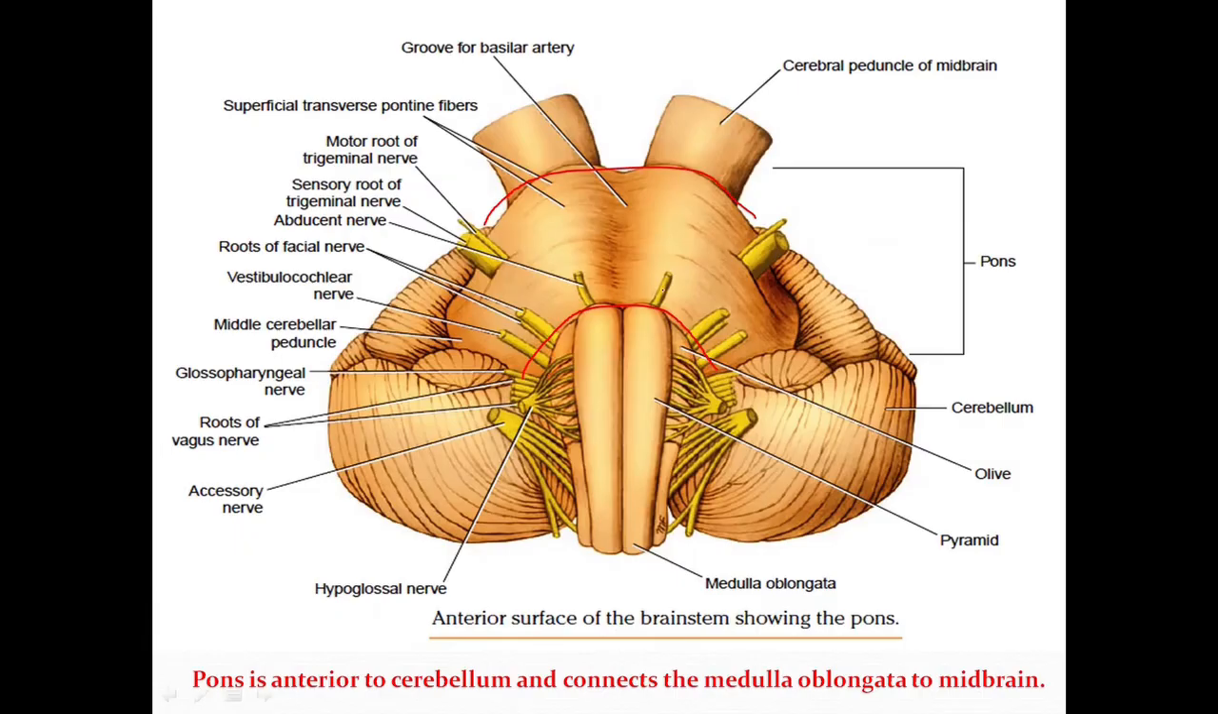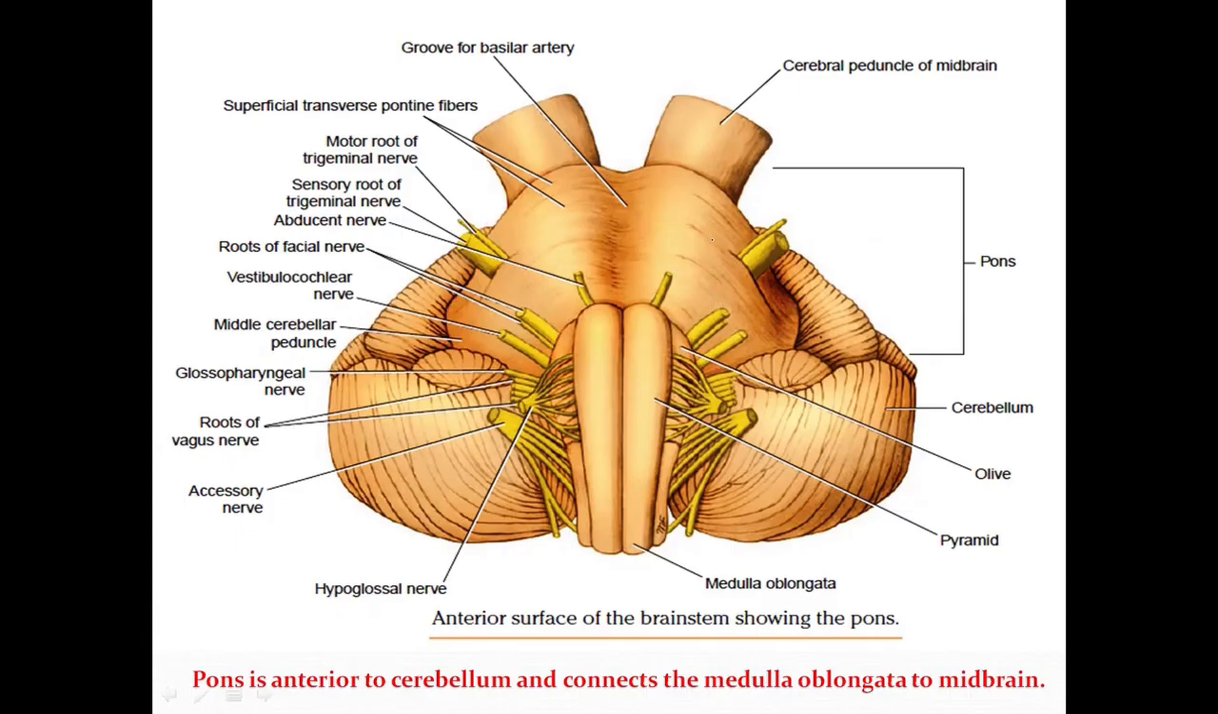I can call this the pontomedullary junction. And this midline shallow portion is called the basilar groove, where the right and left vertebral arteries join together to form the basilar artery. So that basilar artery is going to be lodged over here. And on either side of the shallow groove, you can identify the fibers running transversely, and finally they form the MCP, the middle cerebellar peduncle.